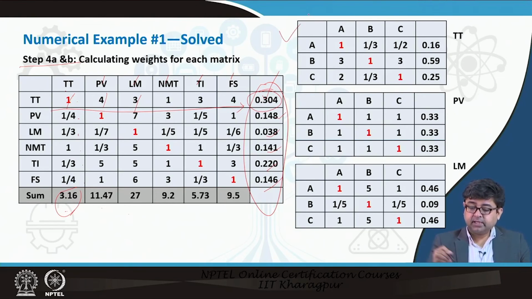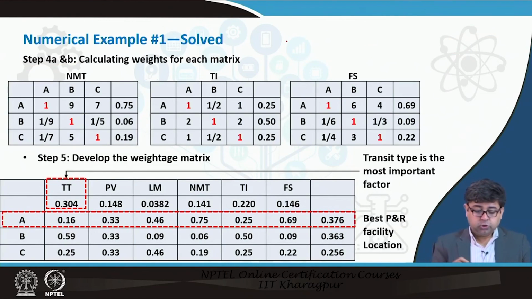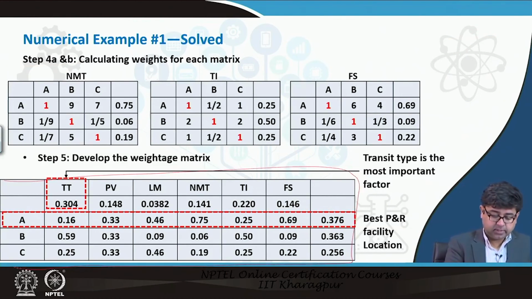You do the same thing for all the matrices for the alternatives against each of the criteria. You similarly develop weightages for them. Once you have these individual weightages and once you have the weightages for the criteria, you will develop this massive matrix that I had shown you earlier.